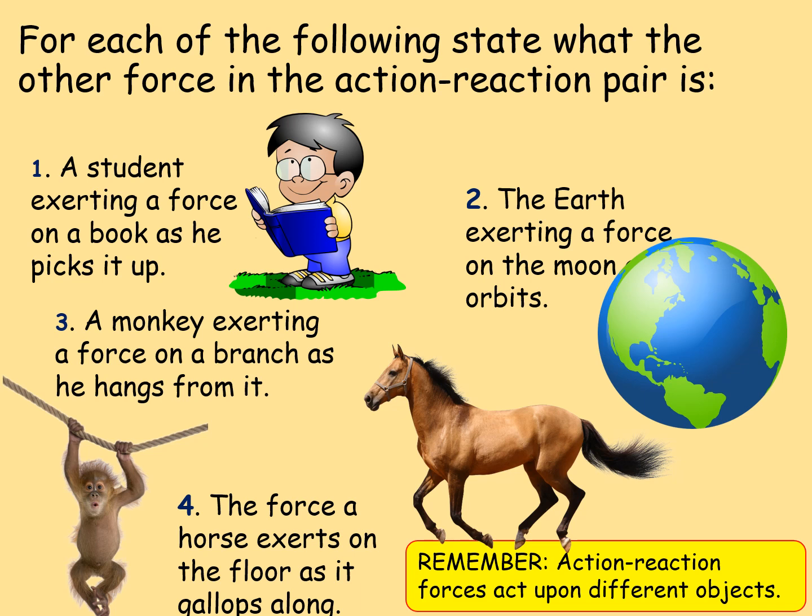Number three, the monkey exerting a force on a branch as he hangs from it. Well, the branch pulls the monkey back up again. So the monkey is pulling down on the branch, and the branch pulls up on the monkey. And the same as the horse on the floor. We've talked about things with the floor before. The floor is pushing back up on the horse as it gallops along. There's a friction force that is stopping it from slipping all over the place. And remember always that action-reaction forces act upon different objects. You have to use both objects in the language that you use.